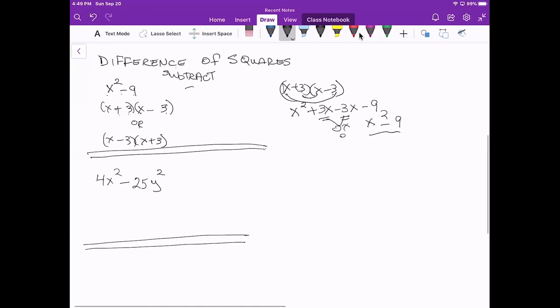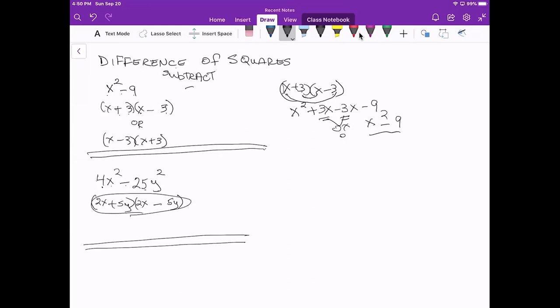Let's try the second one. All right, we have 4 now. Two terms, so it's only a possibility, remember, that it's a perfect square. We have to look. 4 is 2 times 2, x squared is x times x. 25 is 5 times 5, y squared is y times y. So we're good. And there's a difference. So we can say that this is going to be factored into 2x, take the square roots, 5y, and this is going to be exactly the same. One's positive, one's negative, you're done.